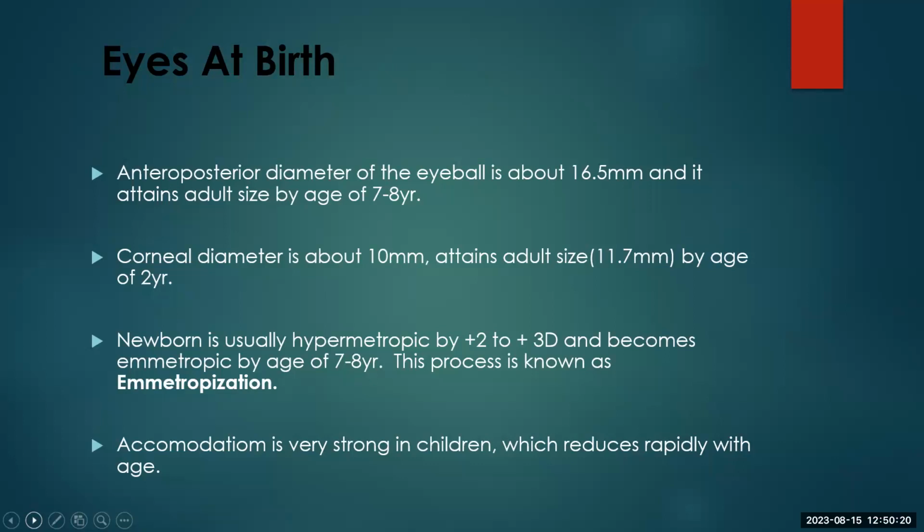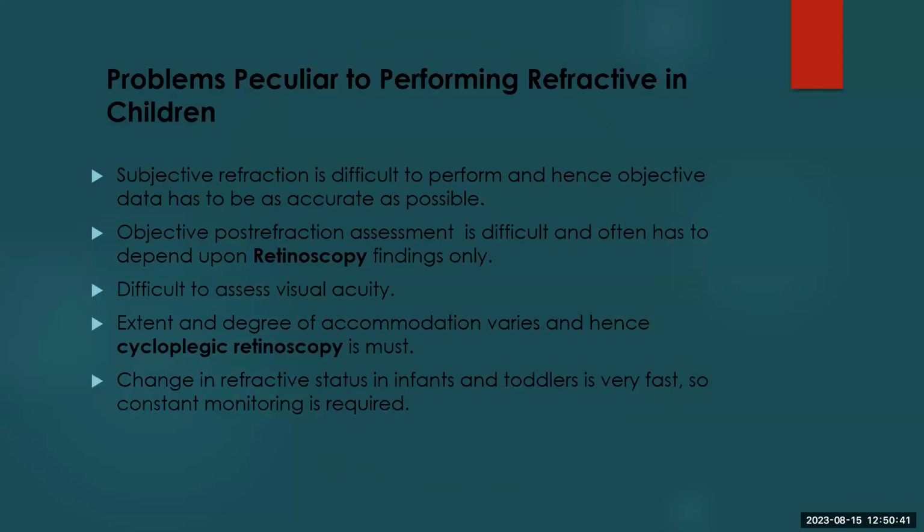Okay, okay. Continue, please. Eyes at birth are different. There is a problem with pediatric refraction, and that's why it is different from adult refraction. Subjective refraction is difficult to perform in children, so we have to rely completely on objective methods on the basis of retinoscopy. Also, accommodation varies in children, so we have to base readings on retinoscopy as well. Change in refractive status in infants and toddlers is very fast, so we have to do constant monitoring for them.